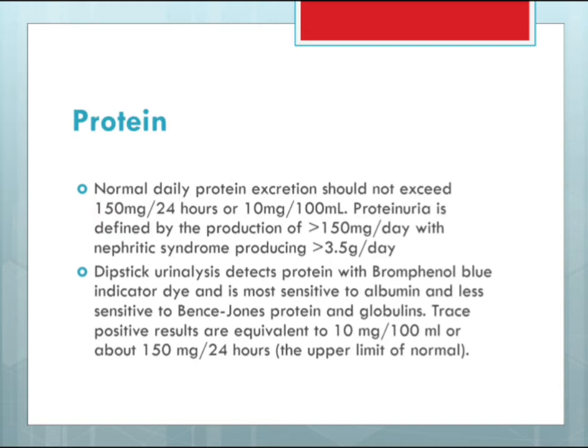The third parameter is proteins. Normal daily protein excretion should not exceed 150 milligrams in 24 hours or 10 milligrams per 100 ml. Proteinuria is defined by the production of greater than 150 milligrams per day, with nephrotic syndrome producing greater than 2.5 grams of protein in a day. Dipstick urinalysis detects protein with bromophenol blue indicator dye and is more sensitive to albumin and less sensitive to Bence Jones proteins and globulins. Test positive results are equivalent to 10 milligrams per 100 ml or about 150 milligrams in 24 hours, which is the upper limit of normal.